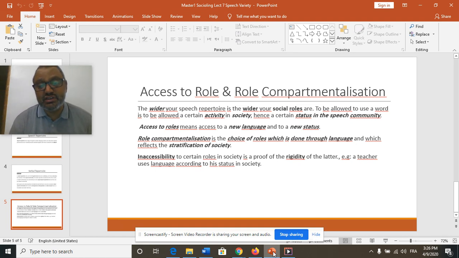Now, society, as we say, is never neutral. Society is going to be compartmentalized. That is, it has several compartments. In other words, you may say it has several classes or several layers of society and hierarchy. When we know more languages, this gives us access to these different compartments, from the lowest one to the highest, and so on and so forth. So this is, generally speaking, what we mean by role and role compartmentalization.